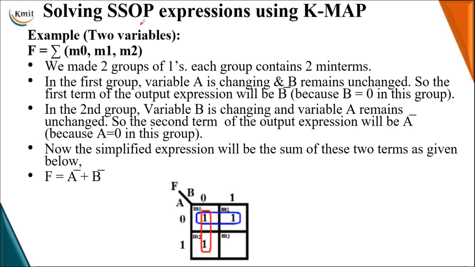Now, I have been given an example of an SSOP expression. Here I have not mentioned how many variables the function has. Then how do we detect the proper K-map? In order to find a proper K-map suitable for minimization, we need to check for the largest decimal code in the given minterms. Here the largest decimal code is 2. This 2 is represented in binary as 1 0. So the minimum number of bits required is 2 bits. Hence I will prefer a 2 variable K-map, which has 4 cells.